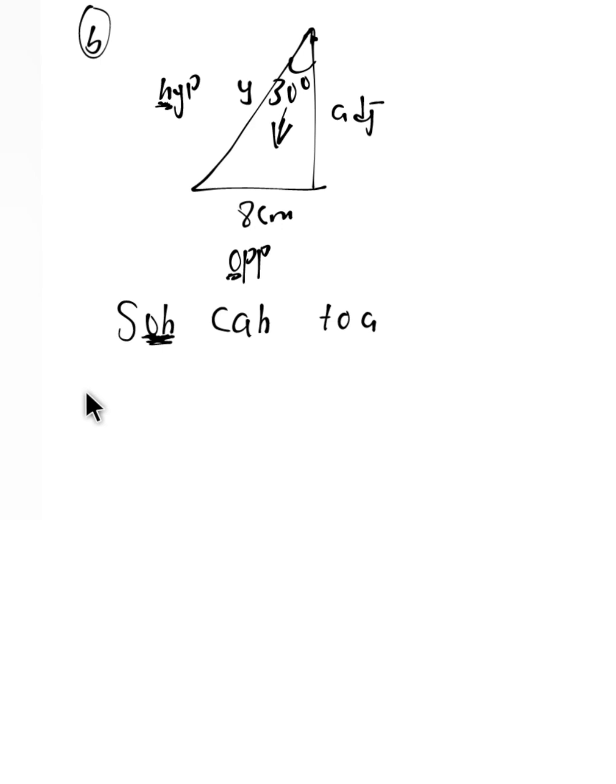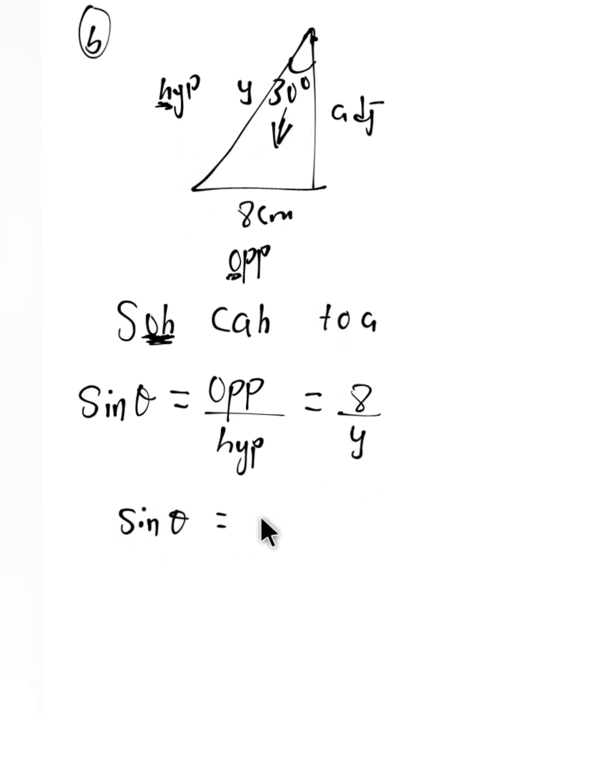So hence, it becomes sine theta, which is equal to opposite O over hypotenuse H. Opposite is 8 over hypotenuse. Hypotenuse is y. So we have that sine theta is equal to 8 over y. Theta is 30 degrees. So sine 30 degrees is equal to 8 over y.